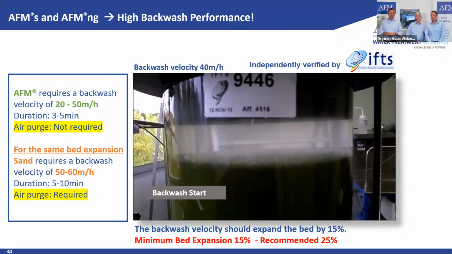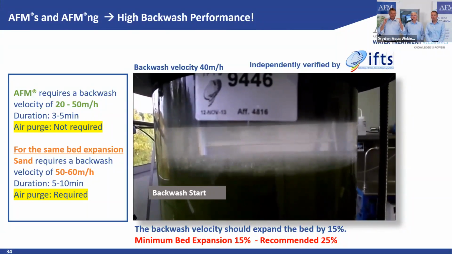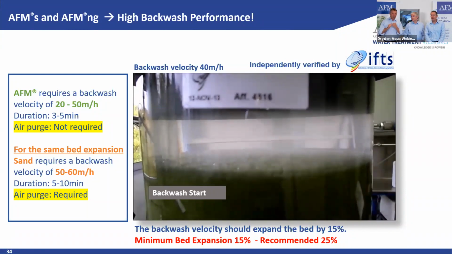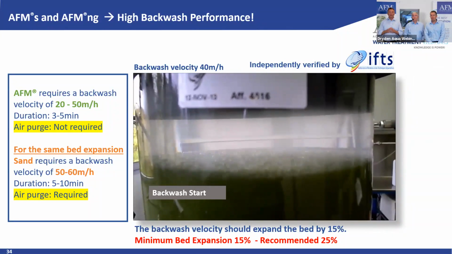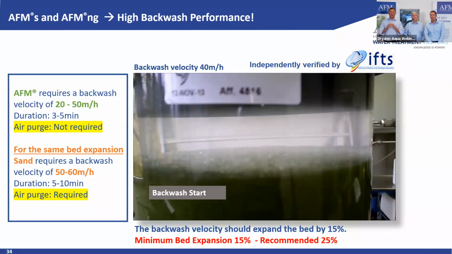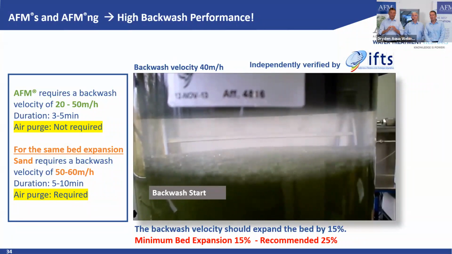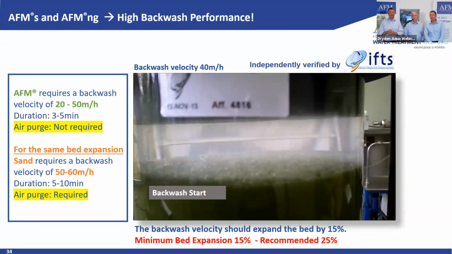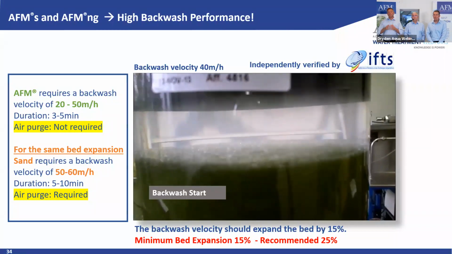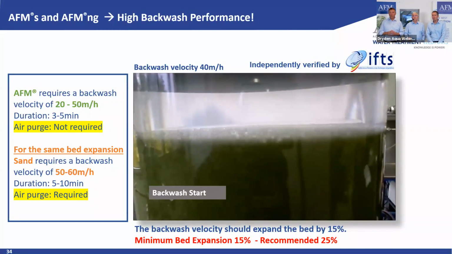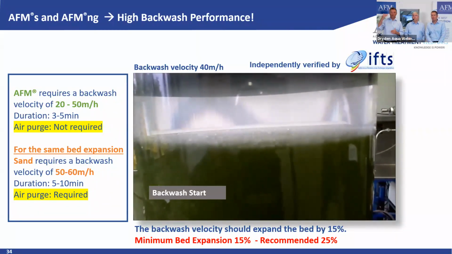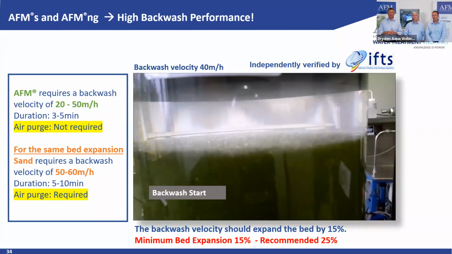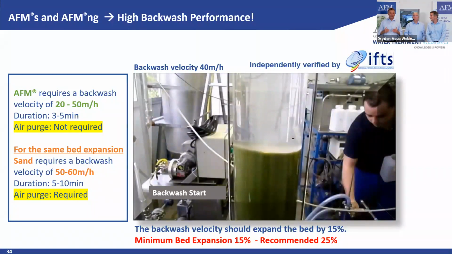sand. So okay, to summarize, sand needs air purge to rub off the biofilm as well as possible. AFM does not need this. If you do air purge, you need a nozzle plate, which is a much higher cost than laterals. Bad expansion, you need 15%. You need a side glass in your filter so that you see what you have. Otherwise, you're lost. And this will need 20% higher backwash velocity with sand than with AFM.